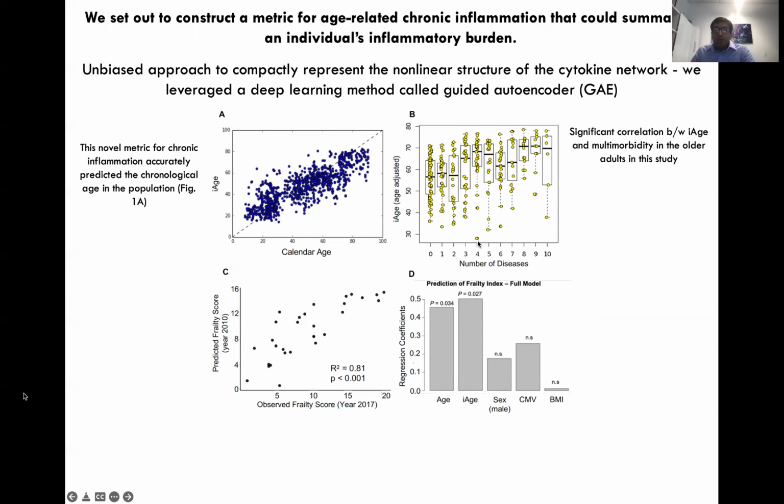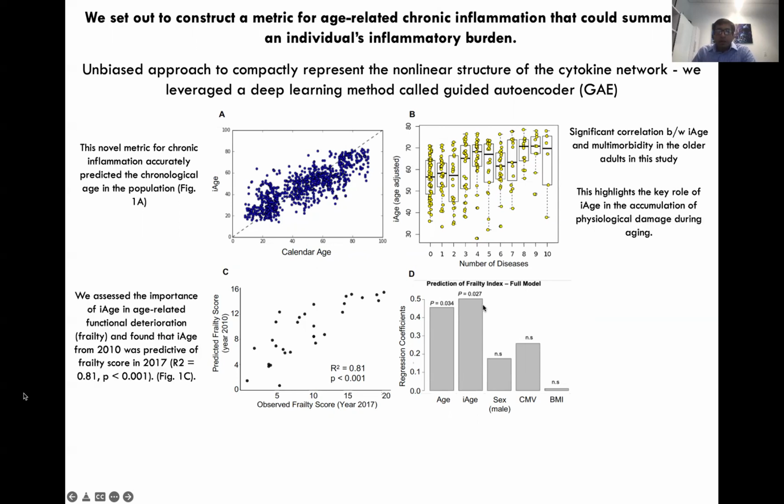And if you then significantly correlate between this inflammatory age and the number of diseases, you could see that the higher the iAge, or the inflammatory burden adjusted with the calendar age, the higher the number of diseases usually associated with it. Moreover, there is an increase in the frailty index with an increase in the inflammatory age, suggesting that we have a higher frailty index in these older individuals who have an increase in the inflammatory burden.